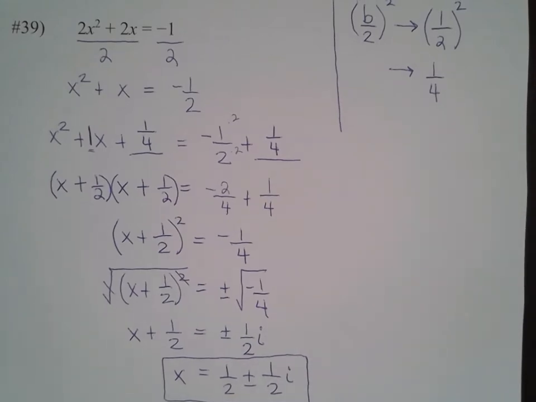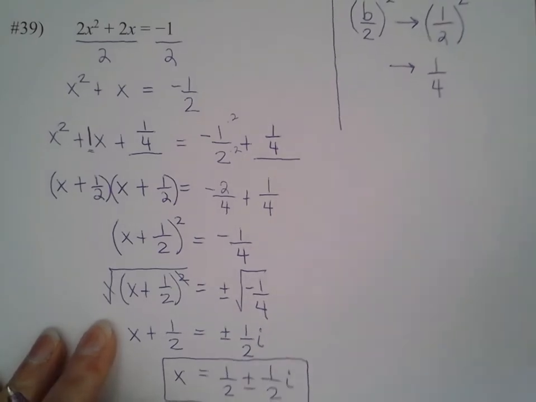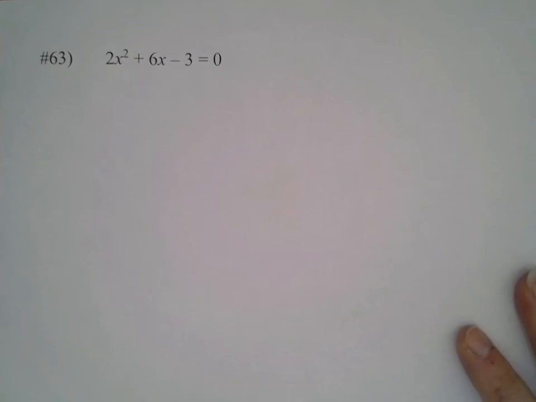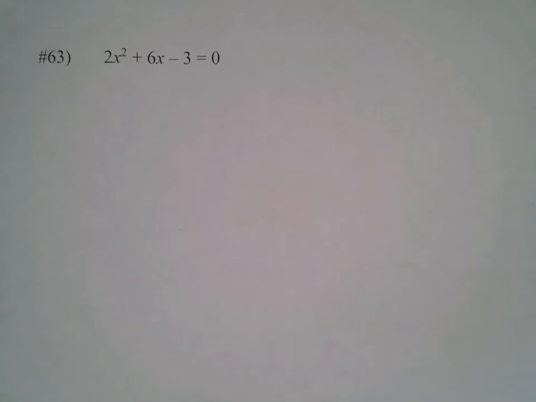Okay, so this is the method called completing the square. I thought maybe we could do one more of these just to make sure that you've got it. I wanted to choose one that was a little bit more challenging with a few more fractions because those could come up. So this is number 63 in your book. Same steps that we're going to follow.